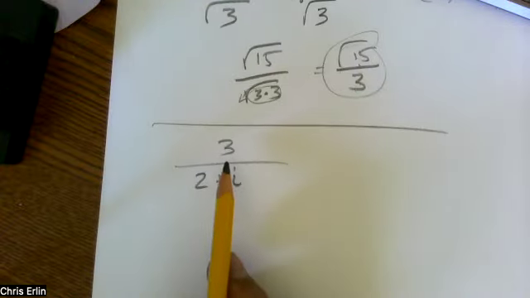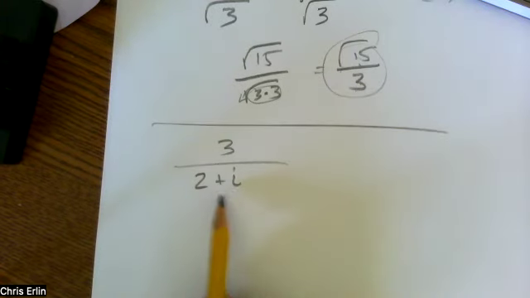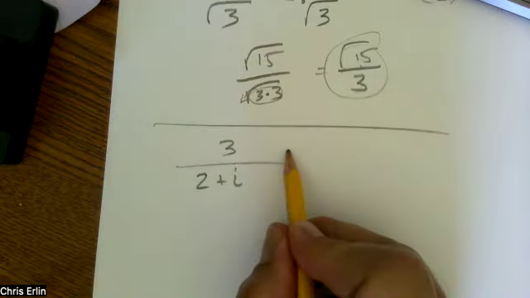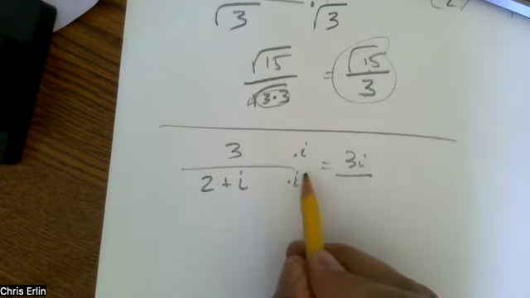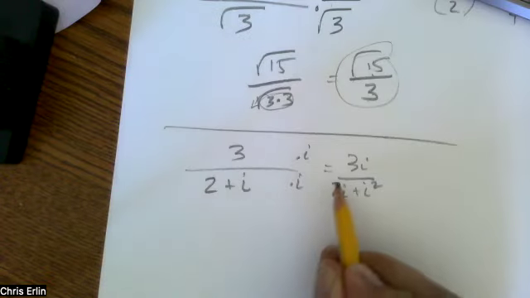What if I have this? 3 over 2 plus i. Is anyone wincing? Because what's i? Square root of -1. So I've got a square root in the bottom here. I've got to clear that off. But what do I multiply by to clear off this square root? Some people might think I should just multiply by i over i. But that would make it 3i, and this would distribute. Give me 2i plus i squared.